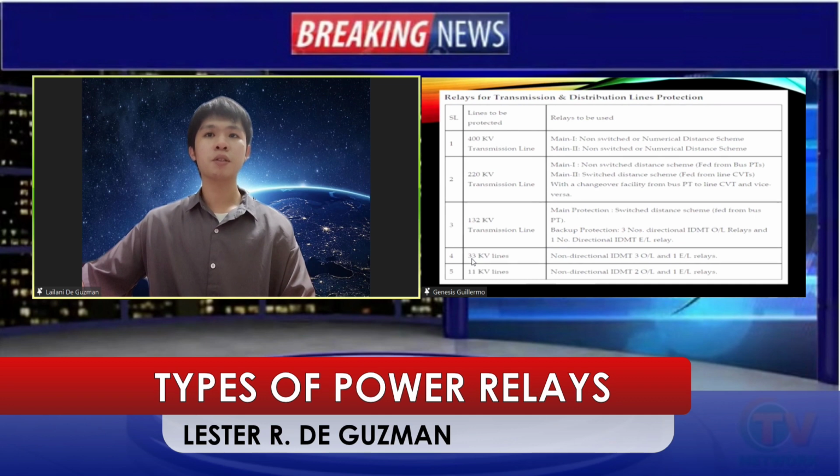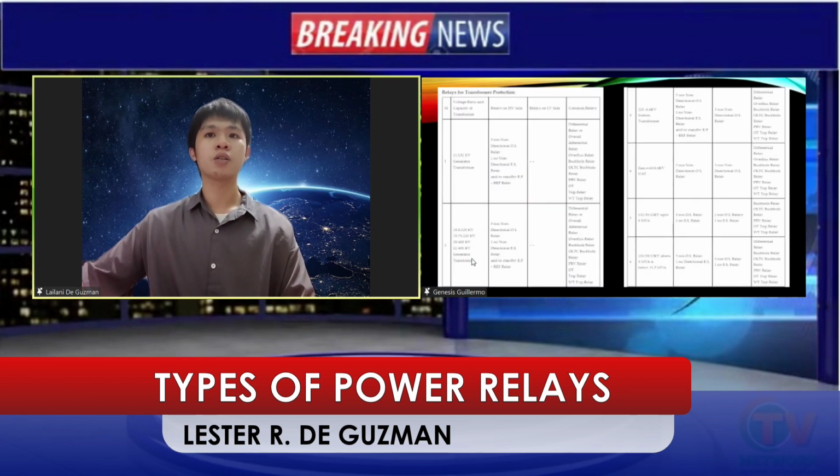These are the examples of the usage of relays in transmission and distribution lines protection. They are either used in 400, 220, or 132 kilovolt transmission lines, as well as in 33 and 11 kilovolt lines. They are also used in transformers, such as in generator and station transformers.